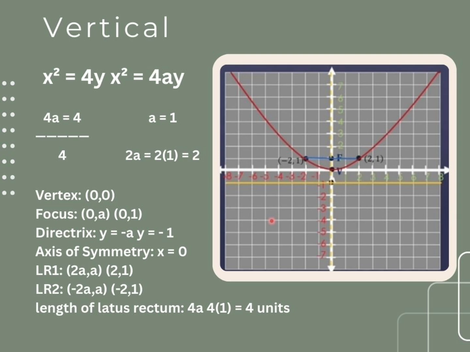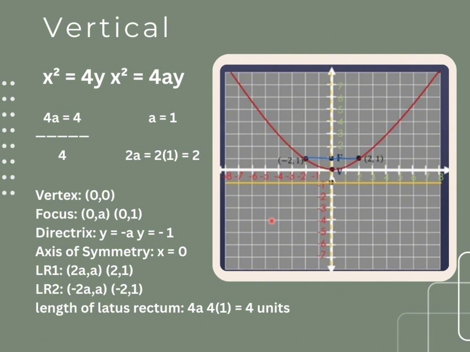Now, let's identify all important points and lines. Vertex at the origin, (0, 0). Focus, (0, a). Replace a with 1. We get (0, 1).